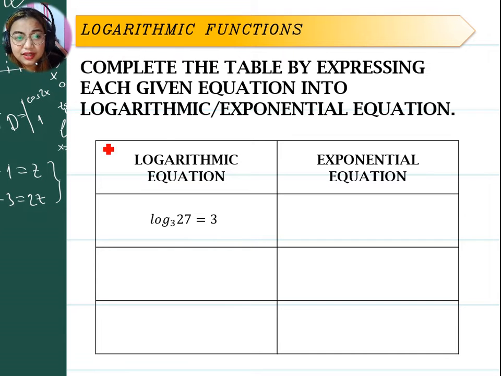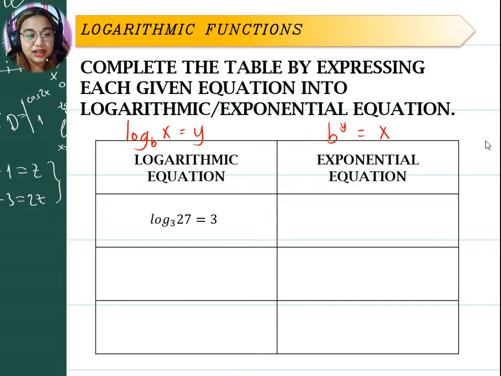Okay? So, tandaan lang natin yung ating pinaka-basis na equation for logarithmic. Again, we have here logarithm of x base b equals y. And for exponential equation, we have b raised to y equals x. So it is very easy para gawin natin siyang exponential equation from logarithmic to exponential or exponential to logarithmic. So, tandaan lang natin itong ating dalawang basis para sa ating equation.